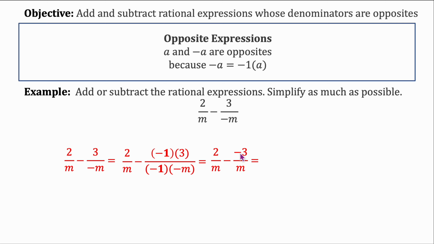Now, what's great about this is we can think about subtracting a negative as the same as adding. So we really just now can add up the tops. 2 plus 3 is 5. So it would be 5 over n.